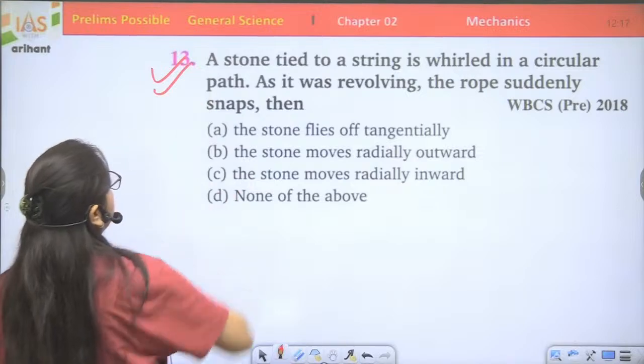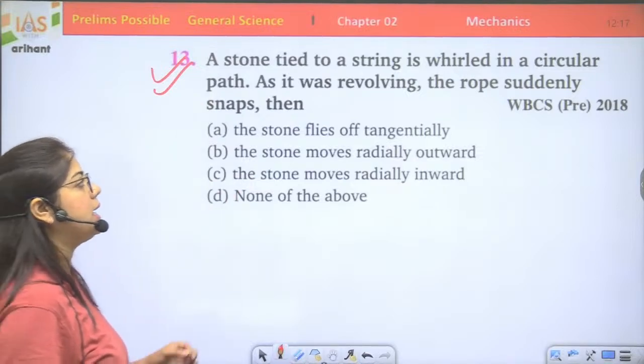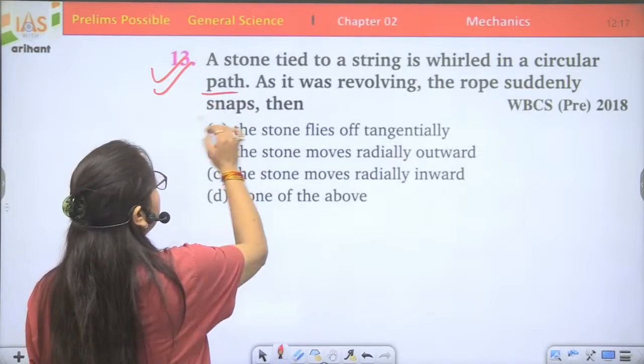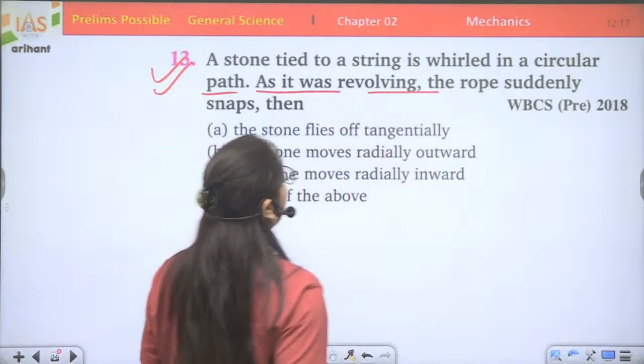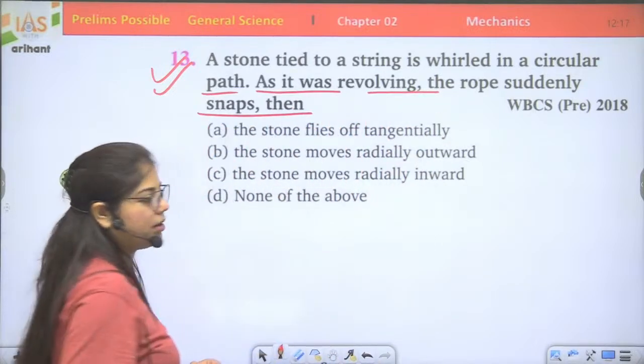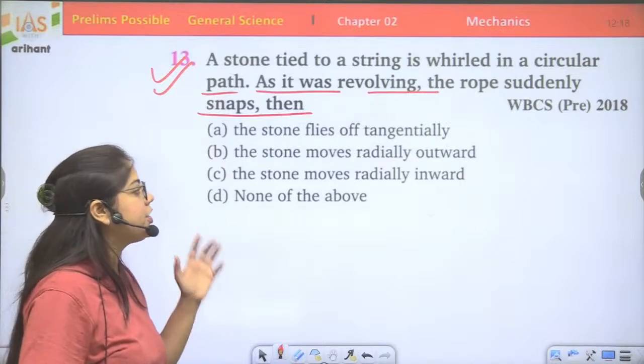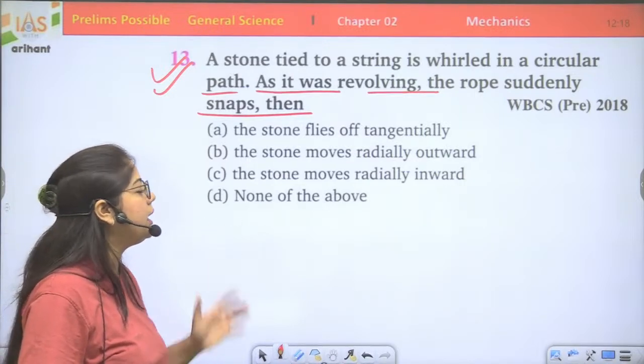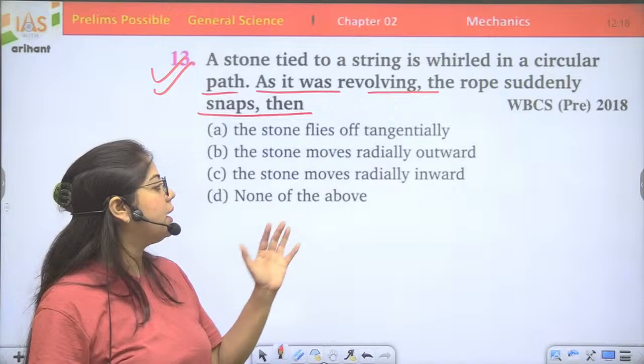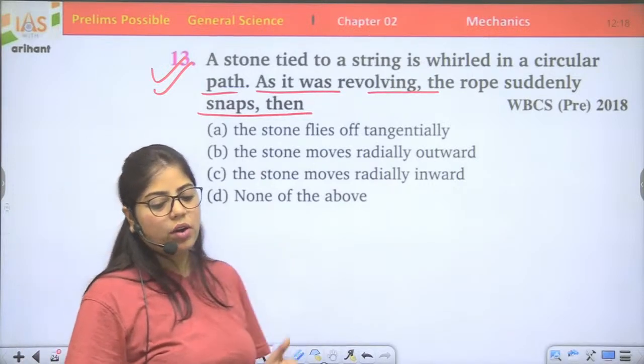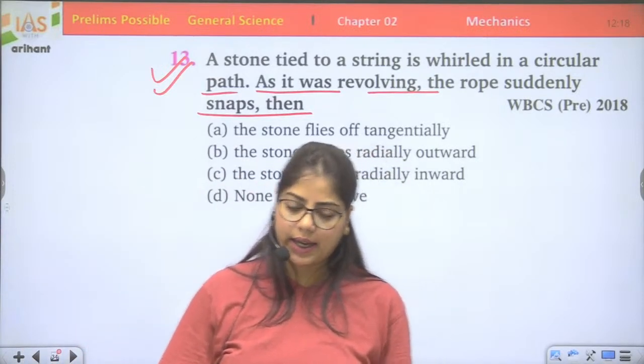Question number 13. A stone tied to a string is whirled in a circular path. As it was revolving, the rope suddenly snaps. Then the stone flies off tangentially, the stone moves radially outward, the stone moves radially inward, or none of the above. What would be your answer here?